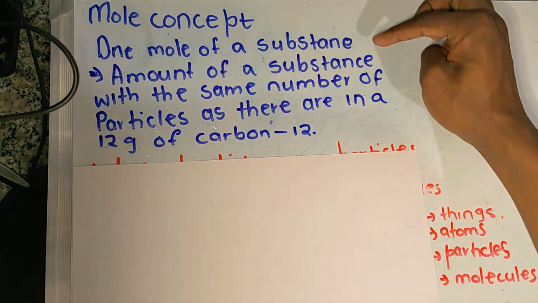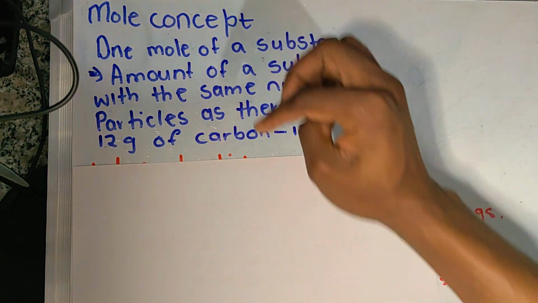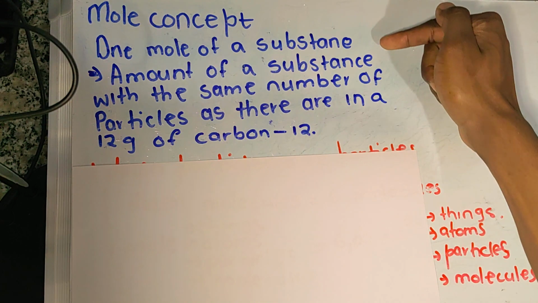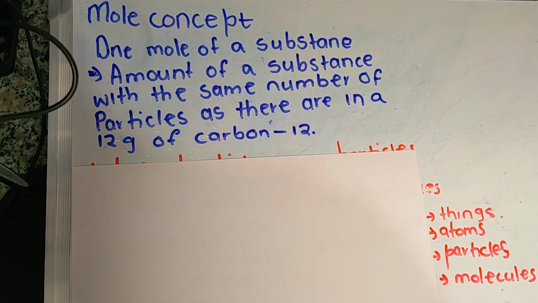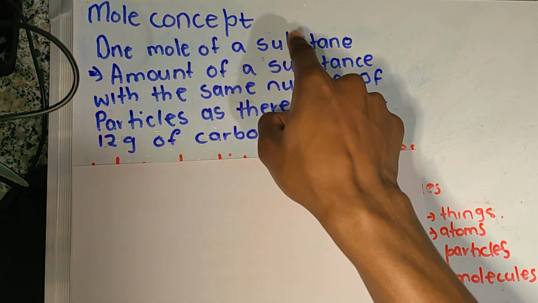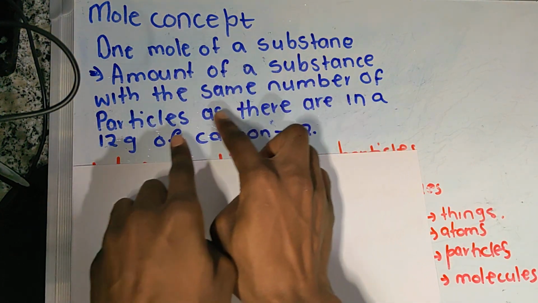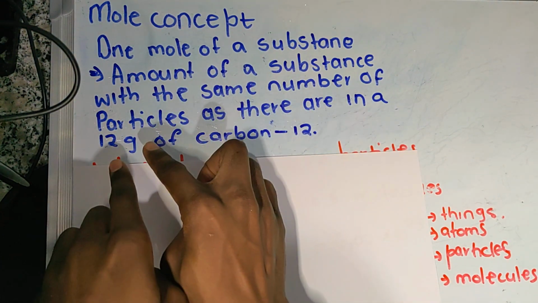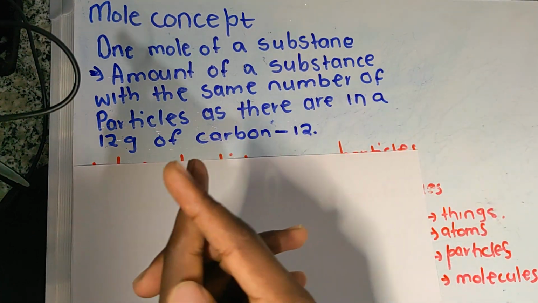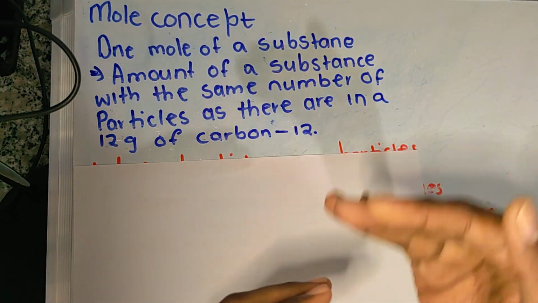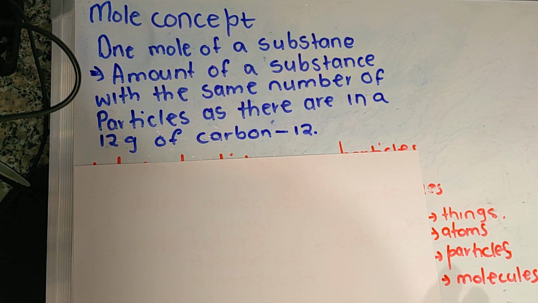So now, first things first, let us define 1 mole of a substance. Learners are encouraged to know this definition as it is because it is in line with the examination guideline of CAPS. Now, 1 mole of a substance will be defined as the amount of a substance with the same number of particles as there are in 12 grams of carbon-12. Learners are encouraged to know this definition.